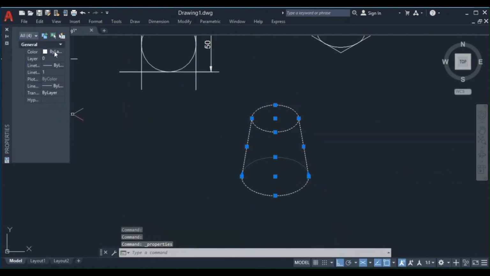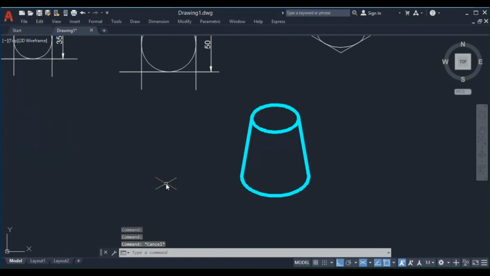Are you able to follow it? Yes, sir. This is the frustum of a cone. Inside it is hidden, right?